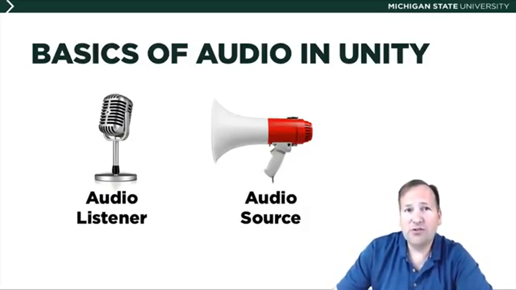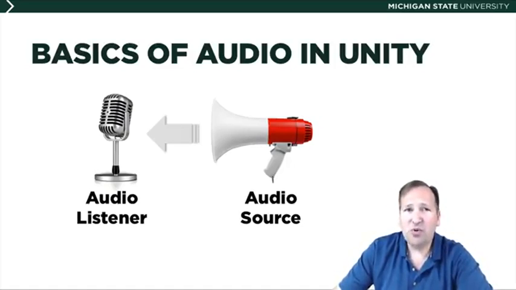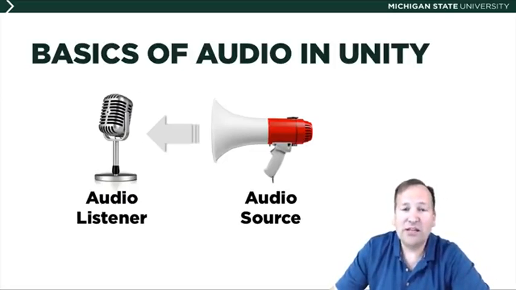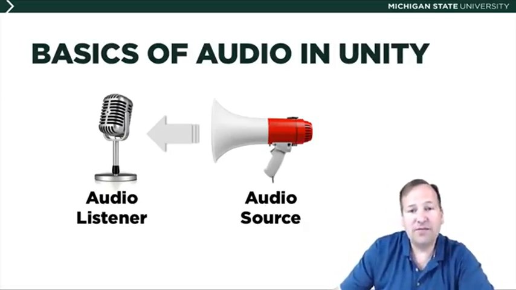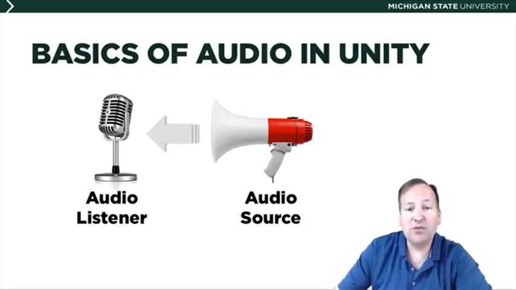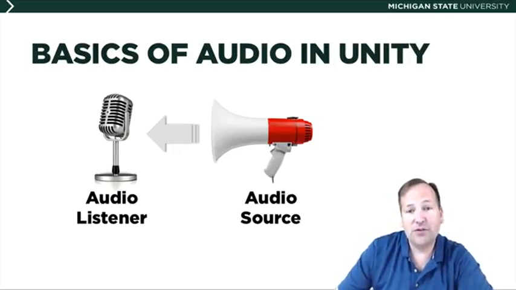You also have audio source components attached to game objects within the scene. The audio listener picks up the sound emitted from the audio sources. Unity supports 3D positional sound. That is, the audio listener will pick up the audio from the audio source based on its relative position in 3D space. So if the audio source is to the right of the audio listener, it'll come out of the right speaker. If it's to the left, it'll come out of the left speaker. If it's close to the audio listener, it'll be loud. If it's farther away, it'll be softer.